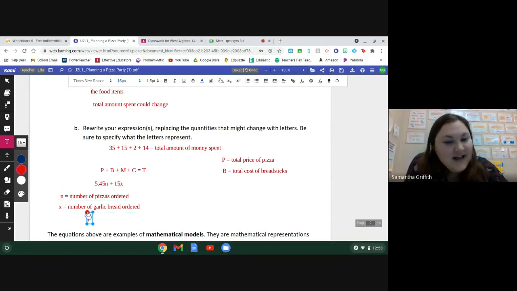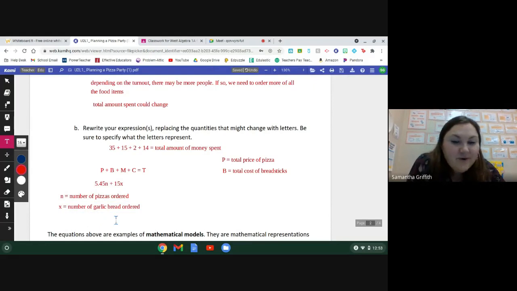many we order. Maybe we know that we're only going to order 1 garlic bread no matter how many people come or how few come, then we wouldn't need that variable. We could just say plus 15.